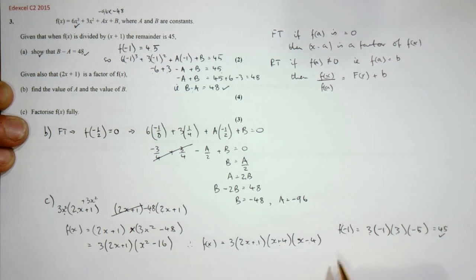And the other one, f of minus half, should be equal to 0. And that was this constraint here. If we put minus half into this one, we get 3 lots of 2 times minus a half, which is minus 1, plus 1, that's nothing, times the other two is still going to be nothing, so that's correct too.